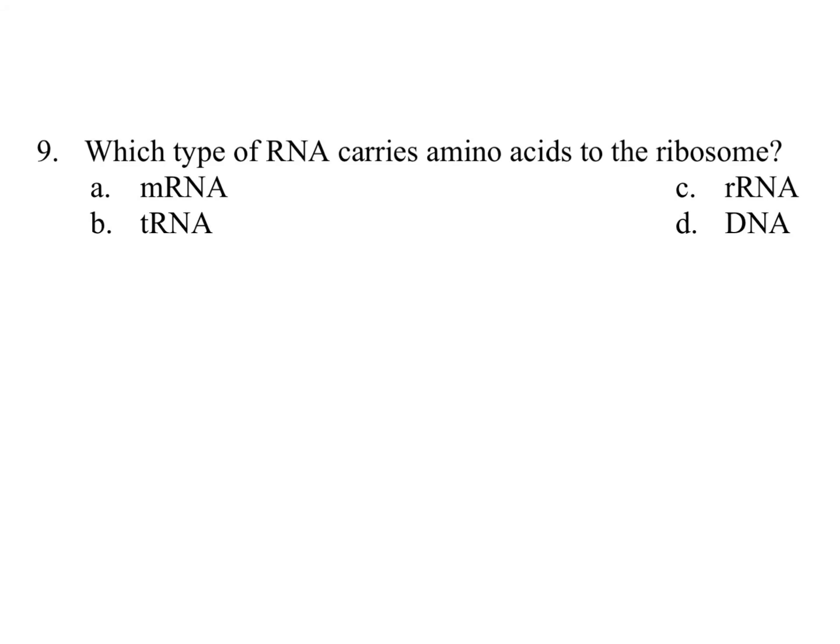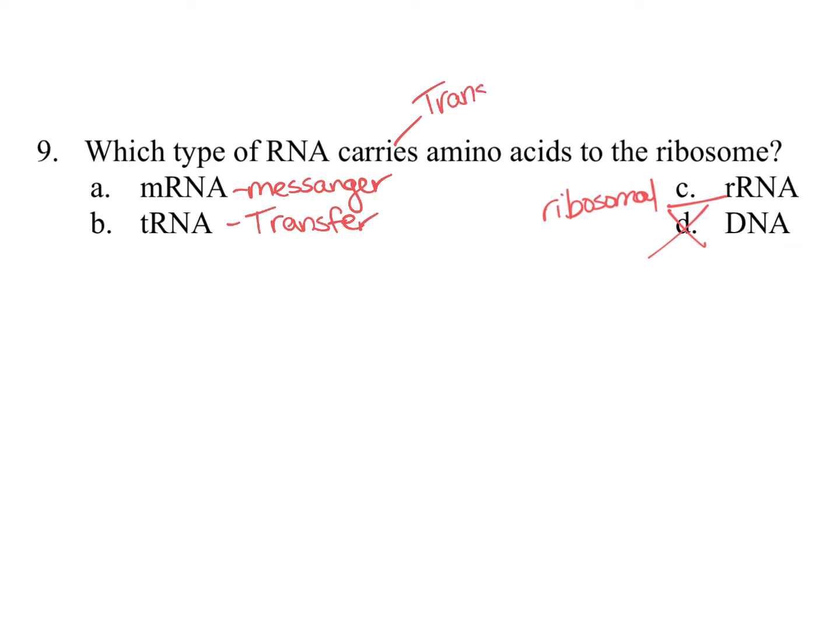For number 9, there are 3 types of RNA. mRNA is your messenger RNA. tRNA stands for transfer RNA. rRNA stands for ribosomal RNA. And DNA is not RNA, so that's already not the right answer. As for which type of RNA carries, another word for carry is transfer, an amino acid to the ribosome. You might have just read the word ribosome and thought rRNA right away, but it's not. It's asking which is carrying the amino acid. That is the tRNA. It's transferring the amino acid to the organelle, the ribosome.